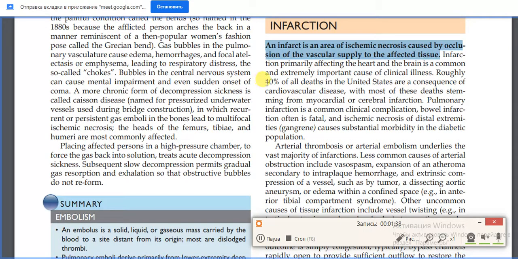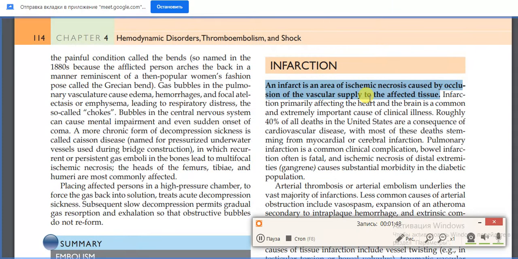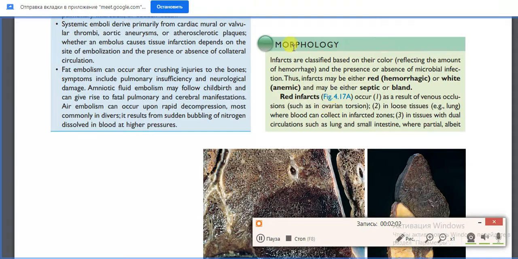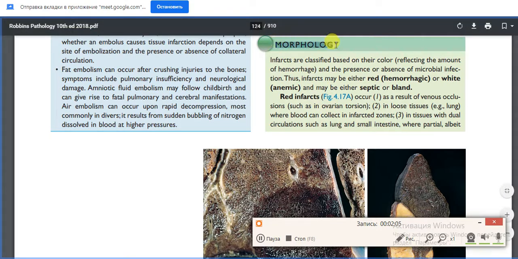Here is some statistics. Roughly 40% of all deaths in the United States are a consequence of cardiovascular disease, with most of the deaths stemming from myocardial or cerebral infarction. First of all, when we say infarction, we think about the heart, but infarction might happen not only in the heart or brain, but in almost every organ, and now we'll discuss it. First, we'll discuss the morphology, how it happens morphologically.